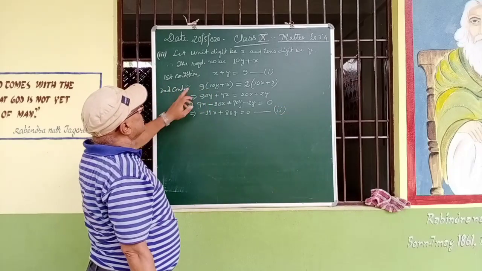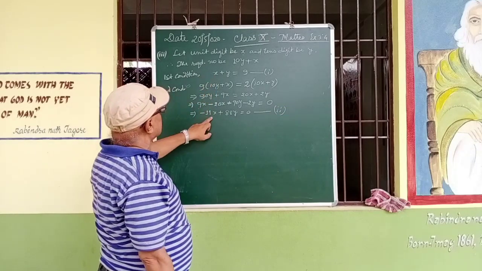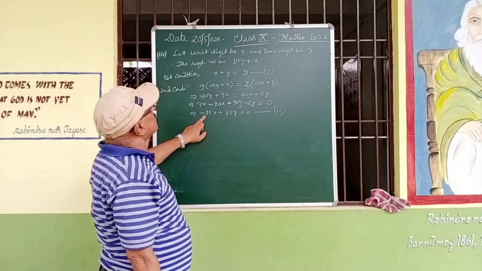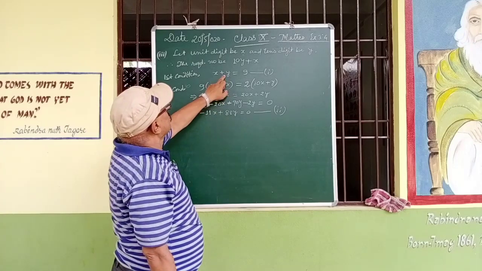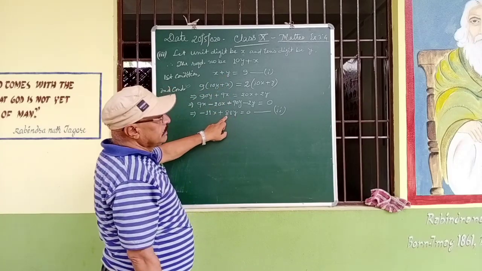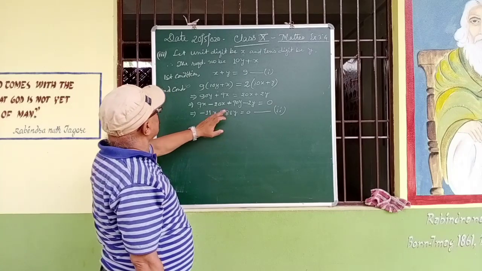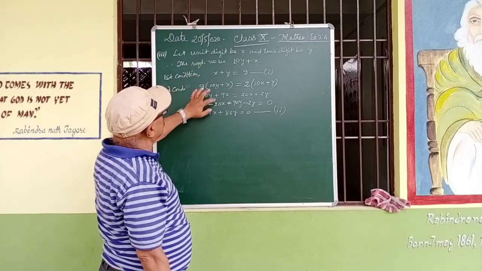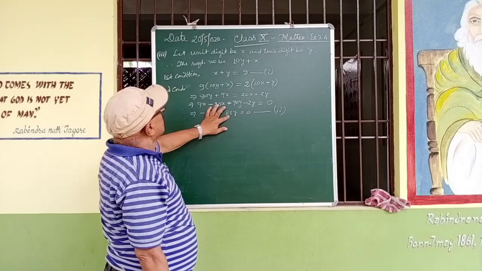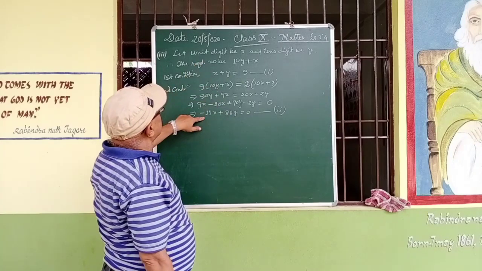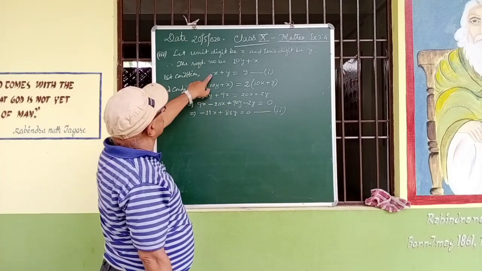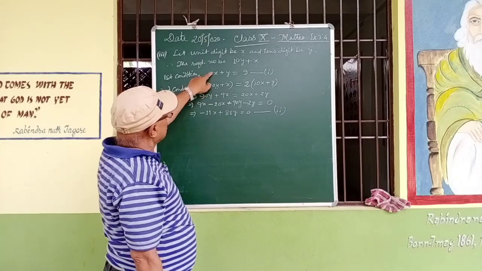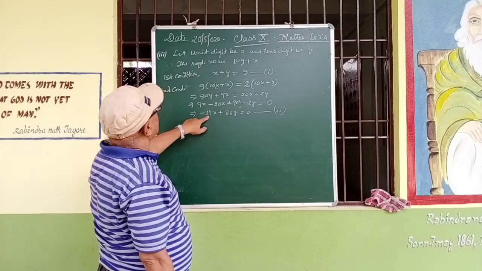Here the coefficient of x is 1, here the coefficient of x is 11, and here it is 1, here 88. In such cases, we make either this or this equal. To make this equal, we multiply equation 1 by 11.